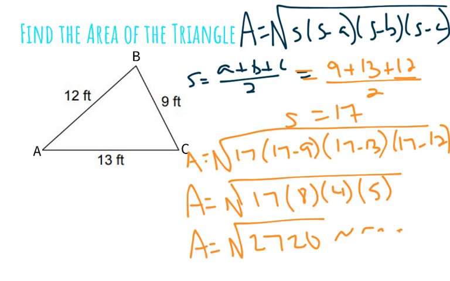Let me rewrite that. Approximately 52.2 feet squared. Technically when I take the square root, it's going to be positive or negative, but because I'm talking about distance or area, I know that it's only going to be the positive. And I just rounded it to the nearest tenth for simplicity.